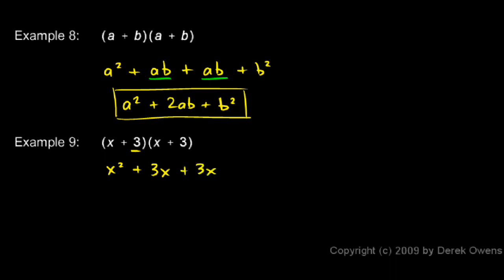And then the last term in each binomial is the 3, and 3 times 3 is simply 9. And as before, I have some like terms that can be combined. 3x and 3x combine to give me a 6x. So my answer is x squared plus 6x plus 9.